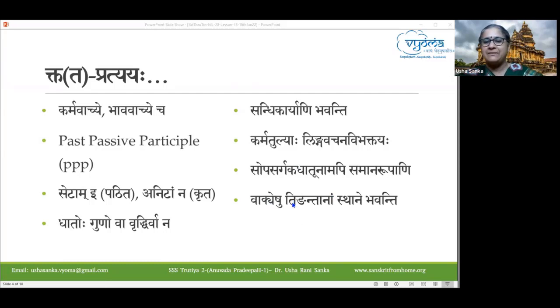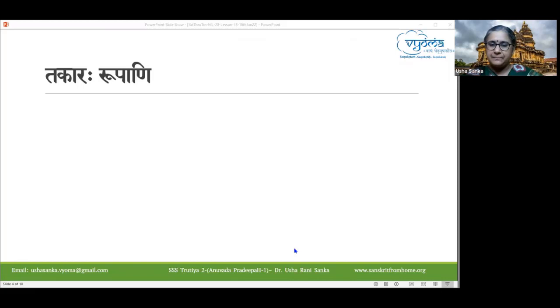Vakyeshu tingantam sthane bhavanti. Tingantanam. So what happens is they play the role. Like karyani kritani. Saha karyam karoti. Saha karyam akarot. Saha karyani akarot. Tena karyani kritani. So they are replacing the tinganta.